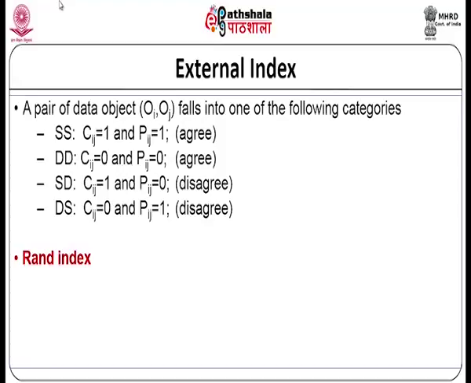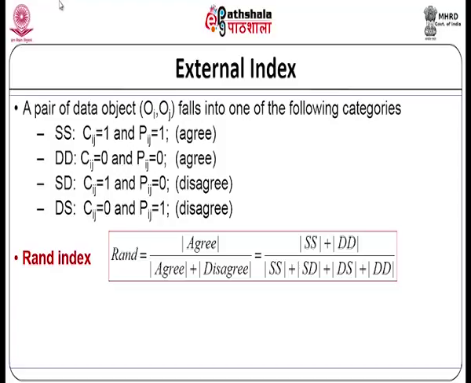Okay. So, one of the external indexes we use is called the RAND index. The RAND index is given as agree divided by agree plus disagree. So, agree is SS plus DD, divided by SS plus DD plus SD plus DS. All this together will give you the RAND index. In general, it gives a conceptual view of how many agreements there are out of the total number of agreements and disagreements, and what the percentage is. This may be dominated by DD, that is, where both do not fall in the same cluster and are given 0 value.